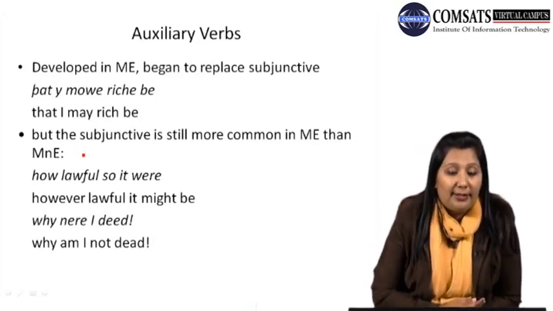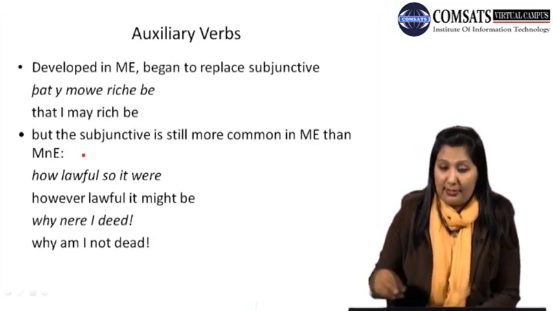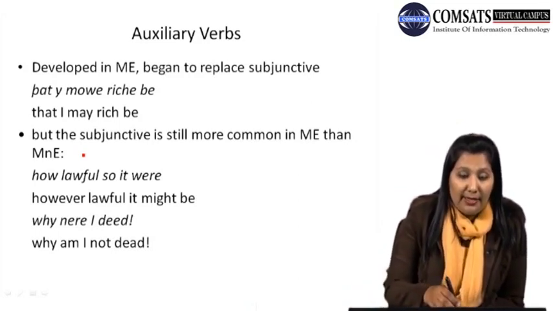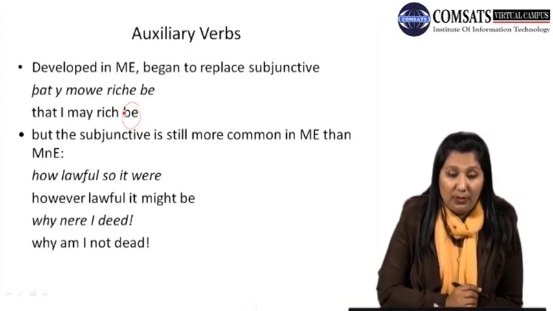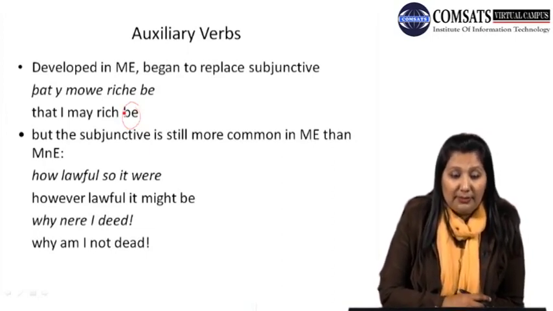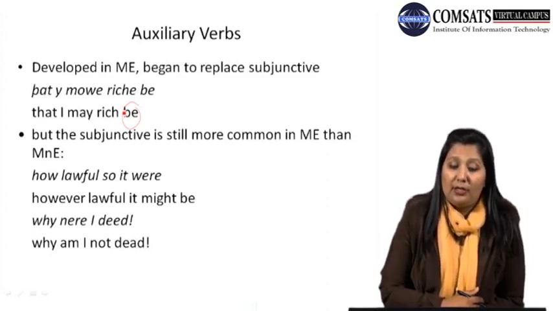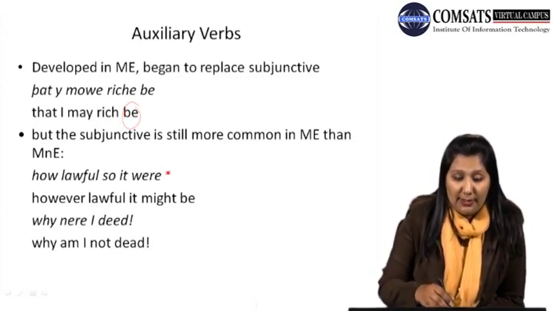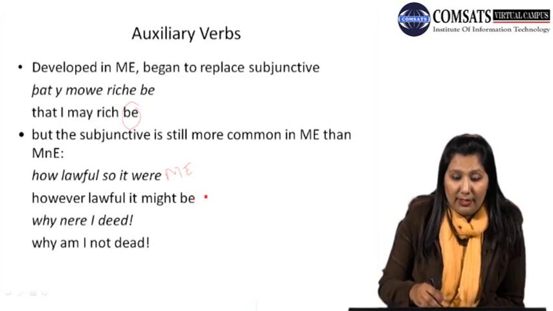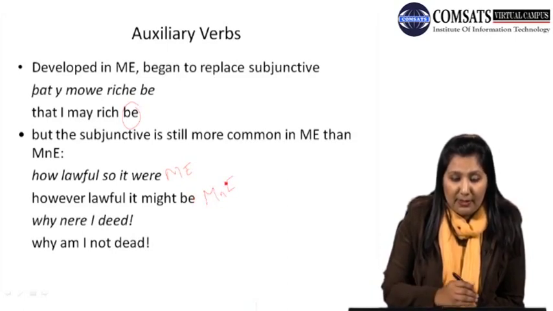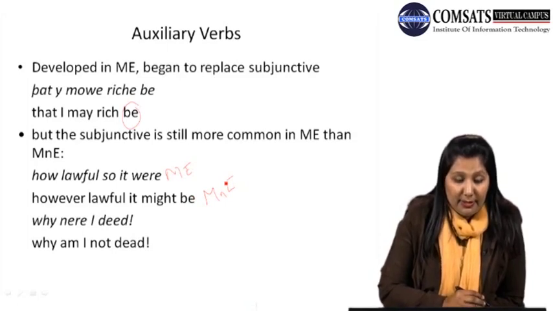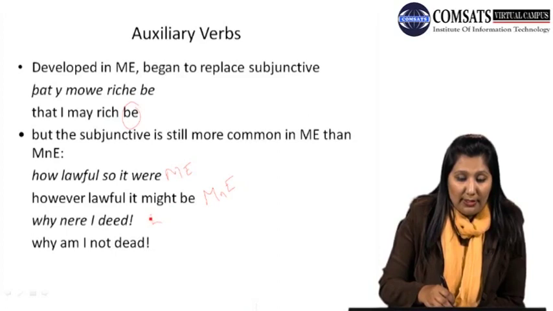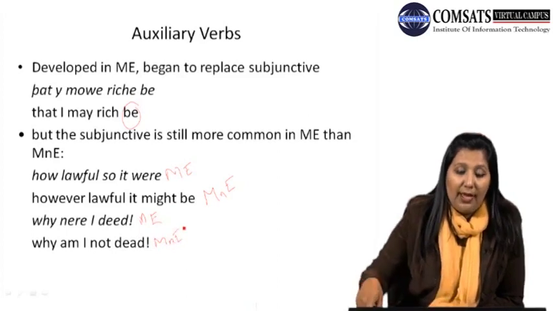For example, "that I may wish be." Be is what? Be is an auxiliary verb. It is used here, but the subjunctive is still more common in Middle English than in Modern English. "How lawful so it were," however lawful it might be. The first one is of Middle English, and the second one is of the Modern English period. "When ne'er I did or did," this is again an expression of Middle English, and the second one is of the Modern English period.